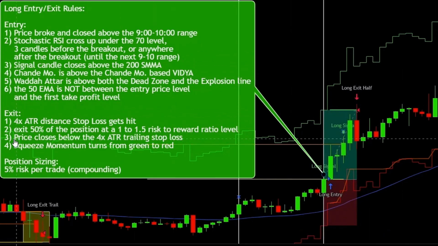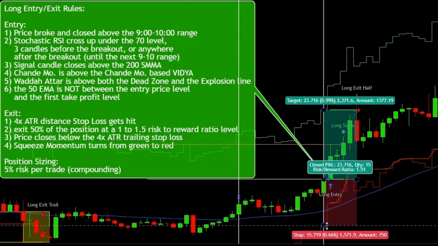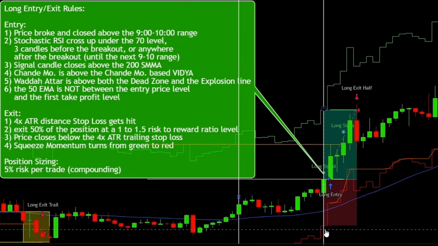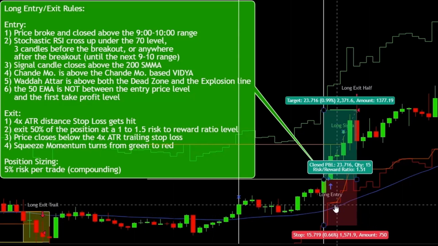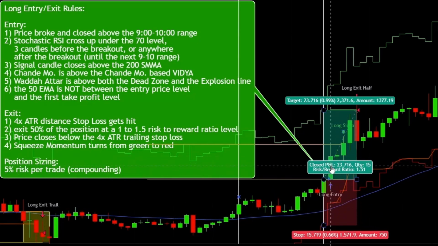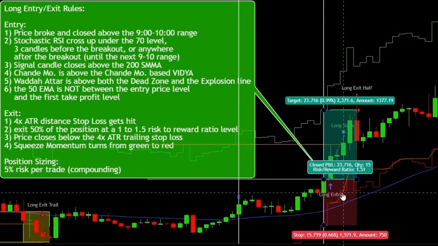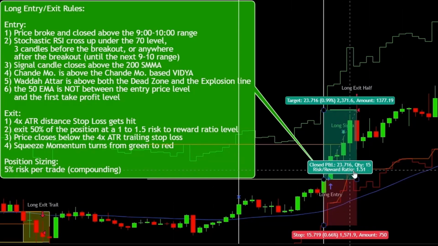The third rule is that we will exit a position if the price closes below the 4 times ATR trailing stop loss. So the initial 4 times ATR stop loss is not just a static stop loss which will stay there until the position is fully closed. We will be updating it on each new candle. So after this candle closed, we moved our stop loss here. After this closed, we moved it here. Then we moved it here and here.